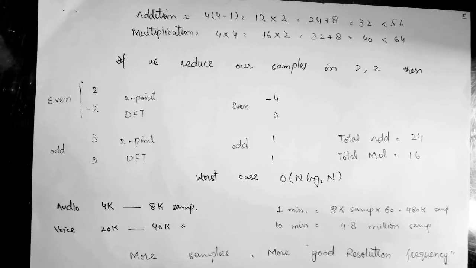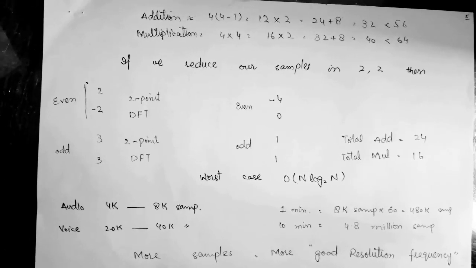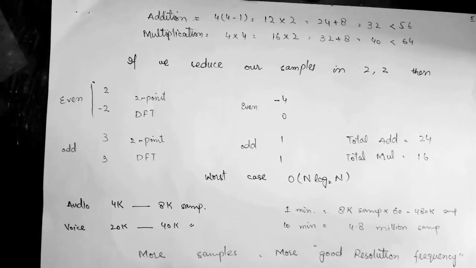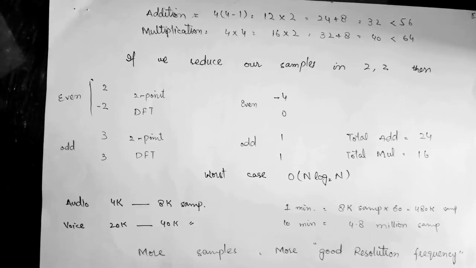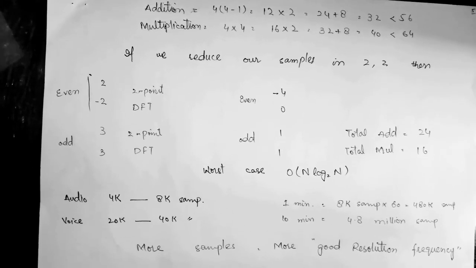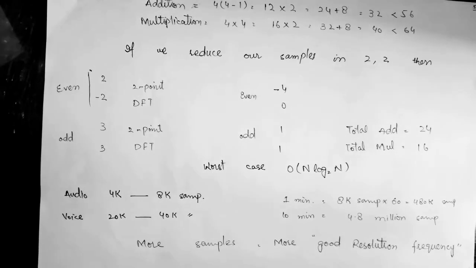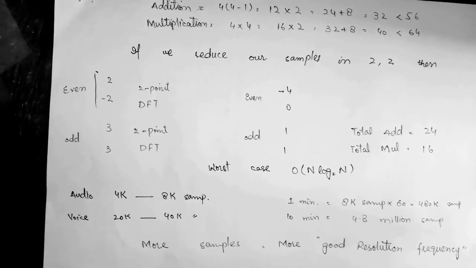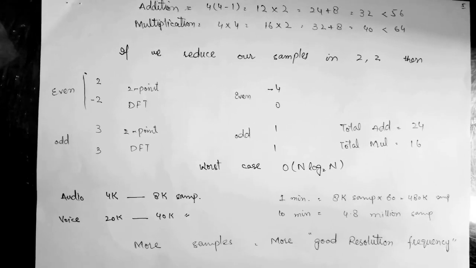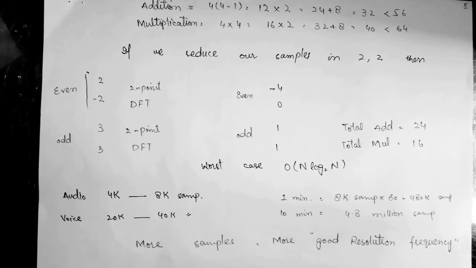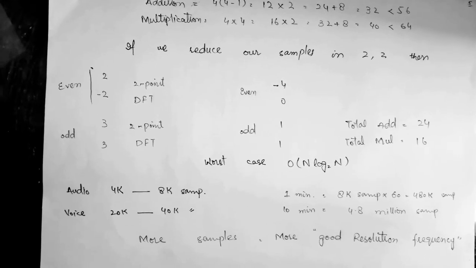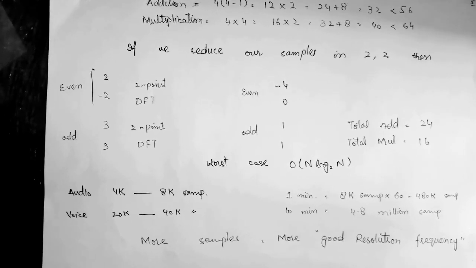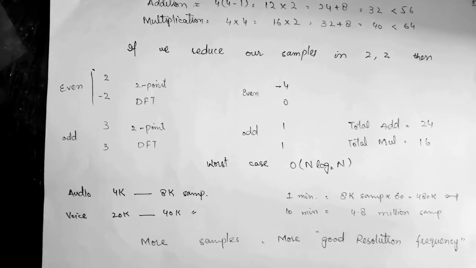If we have an audio sample, we have a maximum frequency of 4k, and the number of samples will be equal to 8k. In 1 minute, 8k samples into 60 is equal to 480k samples, and in 10 minutes 4.8 million samples. More samples means better frequency resolution. It means that if we increase the number of samples, we can increase the frequency resolution of our signal.